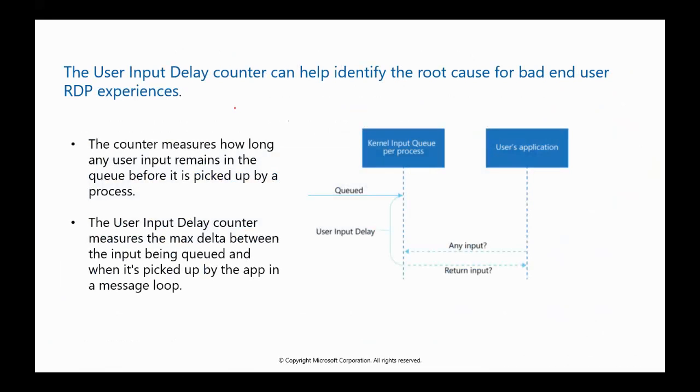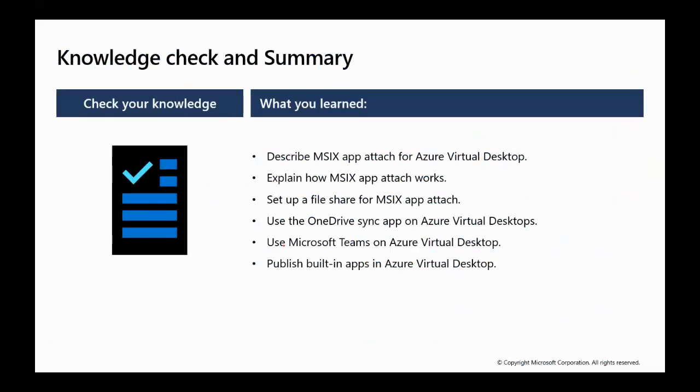If we have some problems with user data, here are troubleshooting guides for some problems that you might face. The user input delay counter can help to identify the root cause of bad end user RDP experience. The counter measures how long any user input remains in the queue before it is picked up. So if you are facing any delays, it is the role of the counter to see how long it is taking. The user input delay counter measures the maximum delta between the input being queued. It measures the delay time between the sending and receiving, or response time needed.